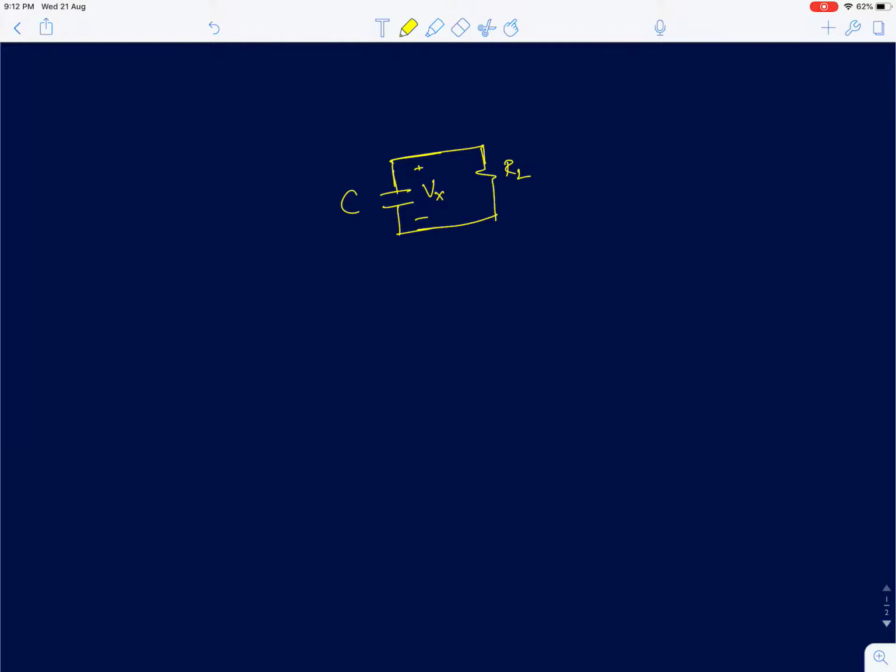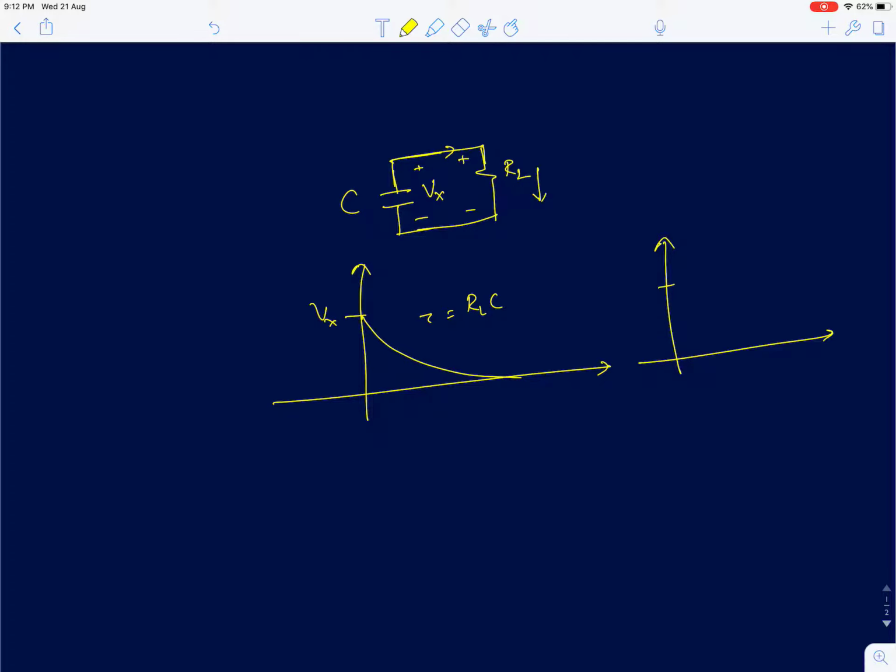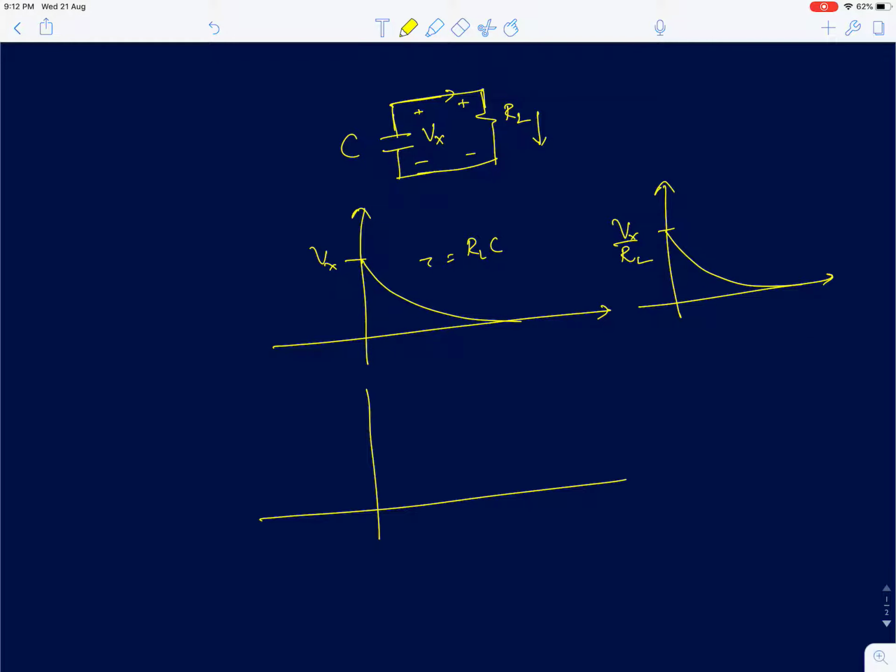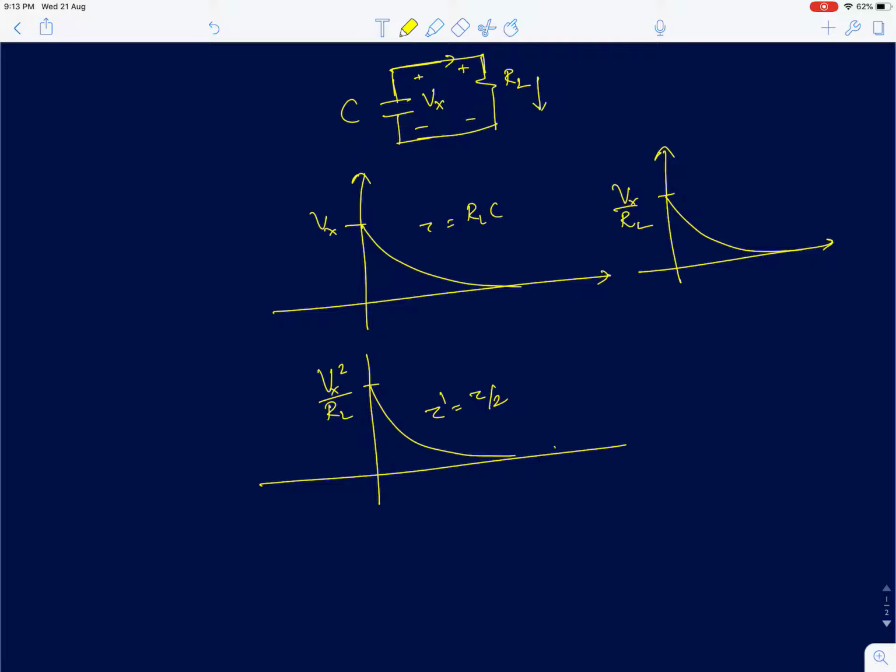Now, if I keep reducing RL, what would one expect if I plot the power dissipated across the load resistance? Since we have already done RC circuits extensively, we know the voltage will start from Vx and go to 0 eventually, with the time constant given by RL times C. Similarly, the current will start from Vx by RL and go to 0 eventually. And the power starts from Vx squared upon RL and eventually goes to 0. But in this case, the time constant is going to be tau by 2. I am calling it tau dash, which is tau by 2.